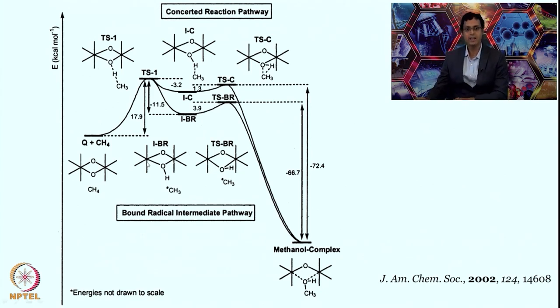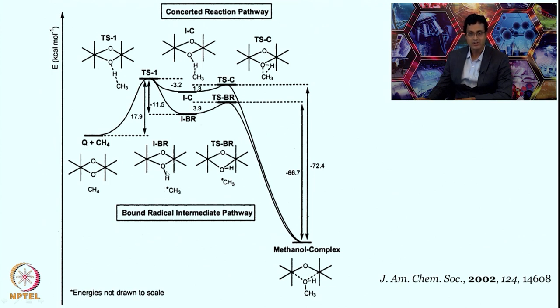So, what has happened here is that one of the iron centers is iron 4 plus, and the other iron center is iron 3 plus. Now, the oxo is no longer oxo, it is hydroxide, HO minus, whereas this is oxide, O 2 minus. So, an iron 4 iron 3 mixed valent intermediate is formed along with the formation of the CH3 radical. This is IBR, the intermediate for the radical pathway, which is really preferred over IC, the intermediate for the concerted pathway.